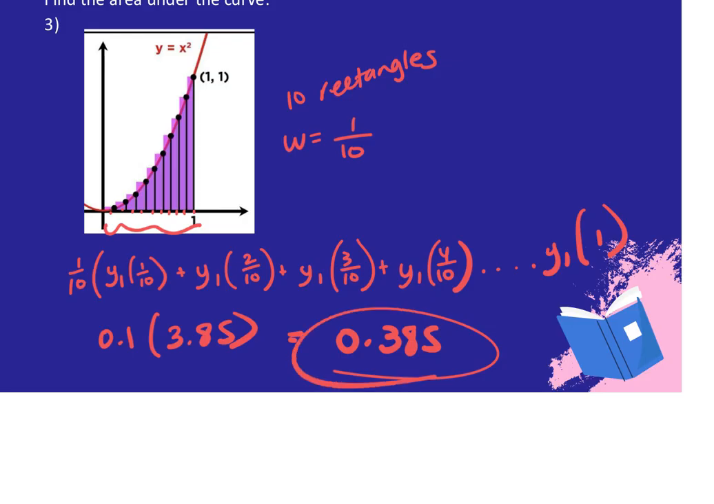Okay. So then I literally typed them all in. I added them together, and I got that 385. And then I multiplied times 0.1, and I got 0.385. Questions on the process at all?